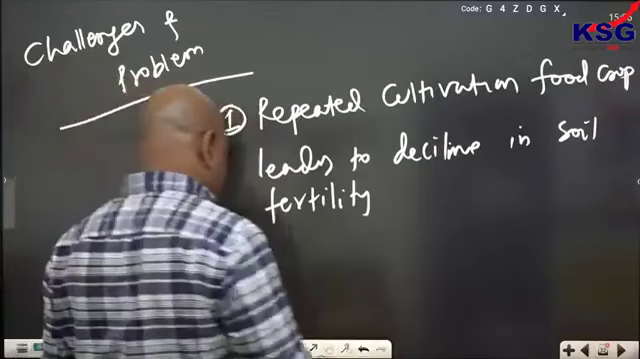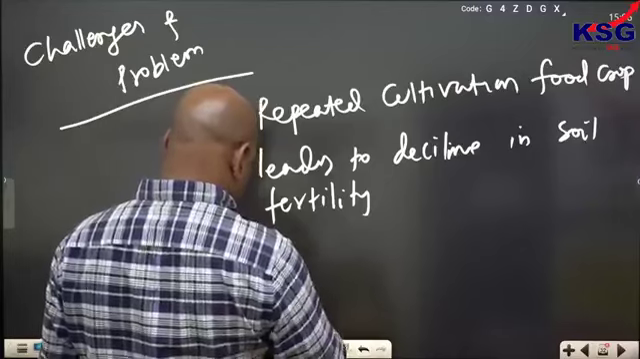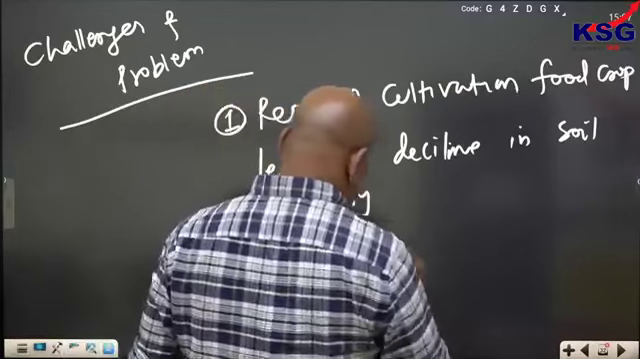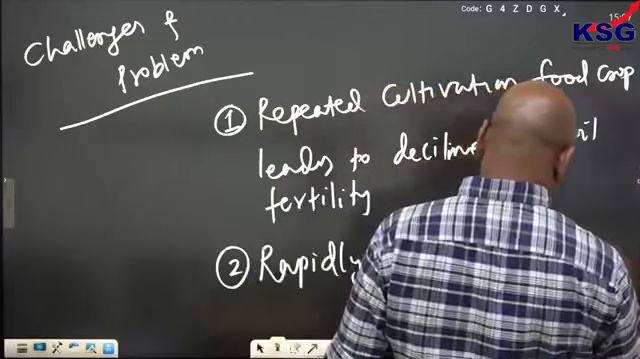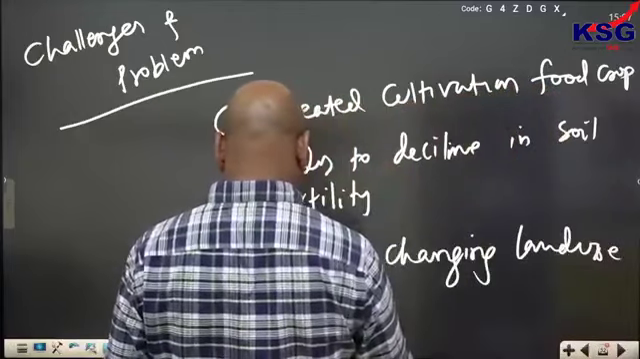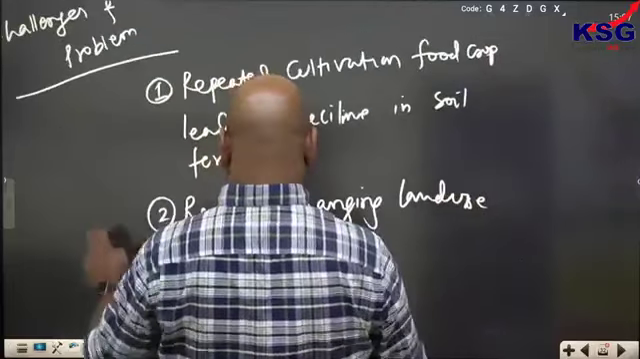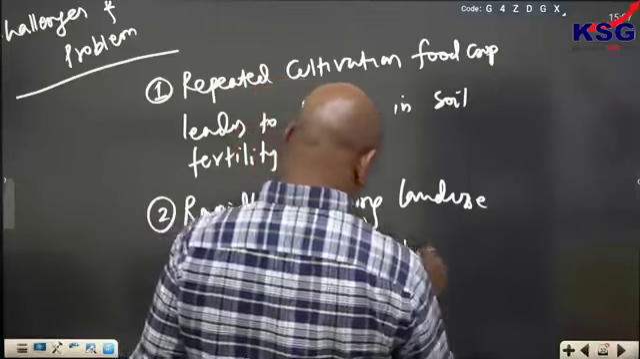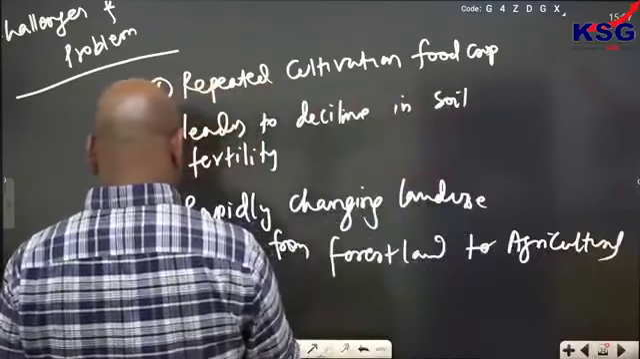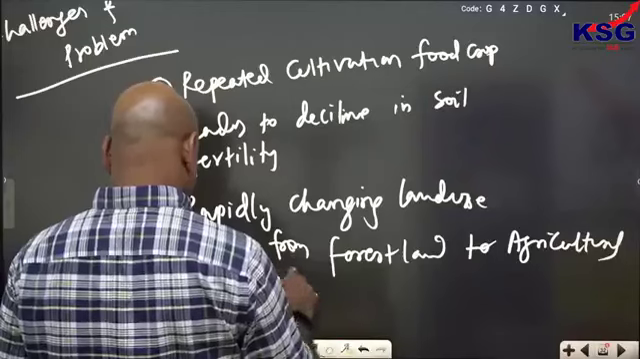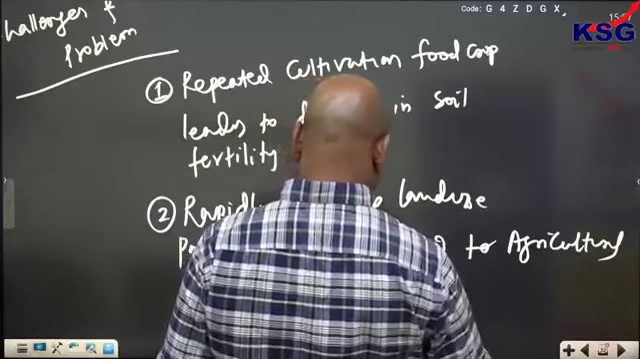This region is like transformation or rapidly changing or quickly changing land use pattern from forest land to agricultural practices. Depleting the forest area.